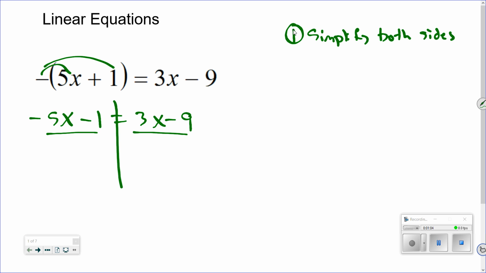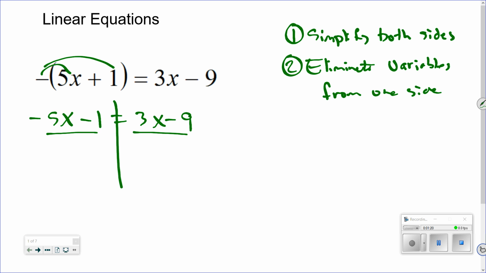Okay, step number 2 is if you have variables on both sides, we want to eliminate variables from one side. Okay, so on this one I have a choice. I can either get rid of the minus 5x by adding 5x or get rid of the 3x by subtracting 3x. It doesn't matter which one you do. Either one will give you the right answer.